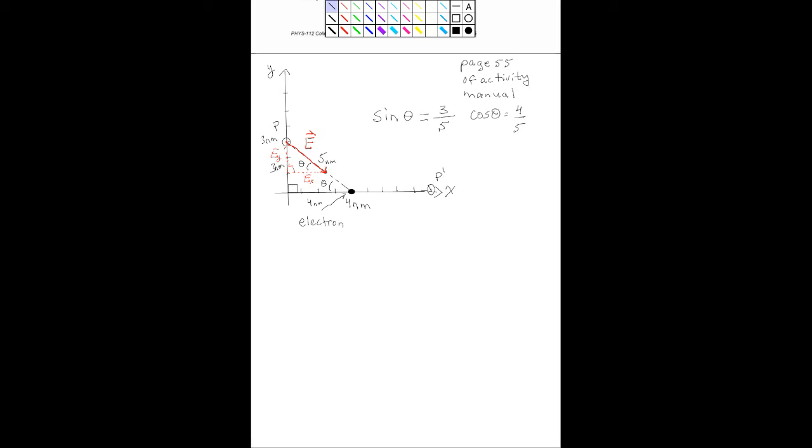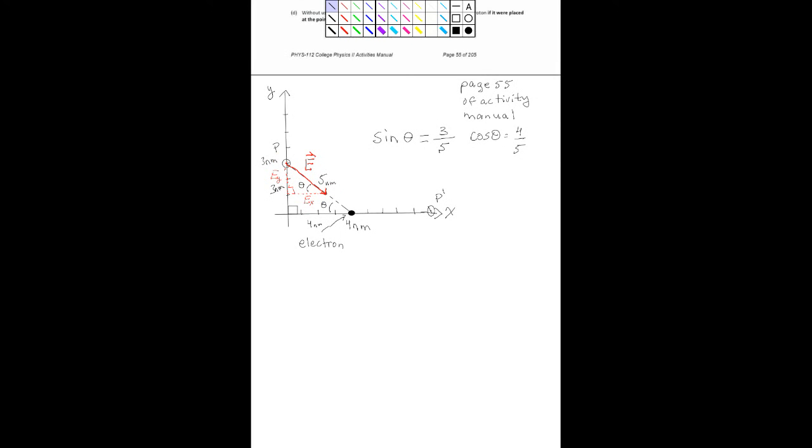Alright, the other thing I can do, because I know the charge of an electron, remember that the charge of an electron is negative 1.6 times 10 to the negative 19 coulombs. Okay, so I know the charge of an electron. I know how far away from the point I am. It's 5 nanometers. I have enough information to compute the magnitude of the electric field.